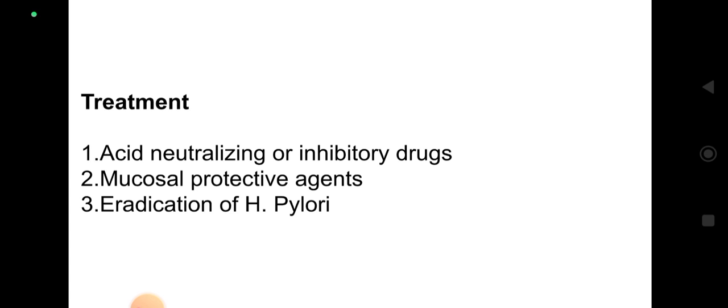H. pylori eradication therapy is achieved with treatment in 85 to 90% of cases. In this, we use standard triple drug therapy in which amoxicillin plus clarithromycin is given. Second therapy is bismuth containing quadruple therapy, and then non-bismuth containing quadruple therapy.